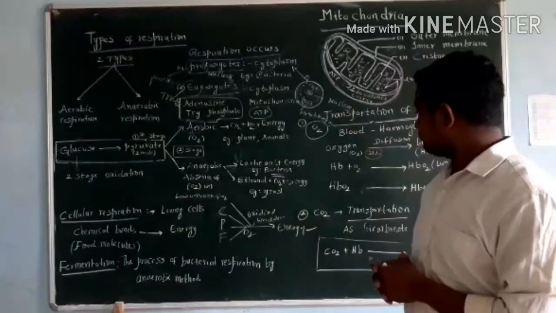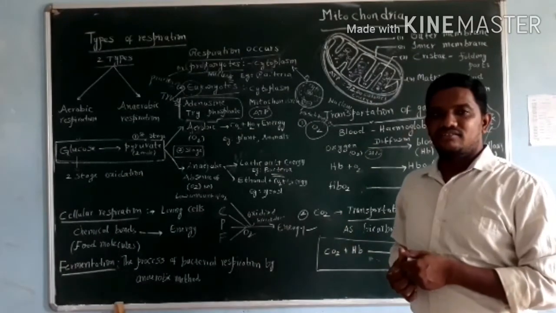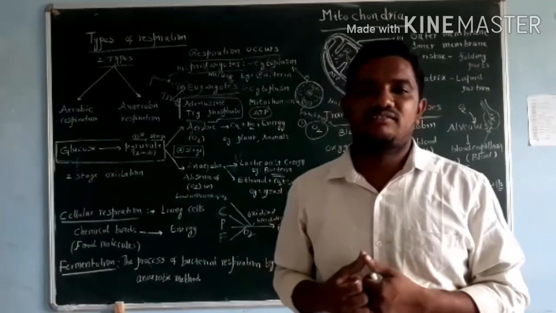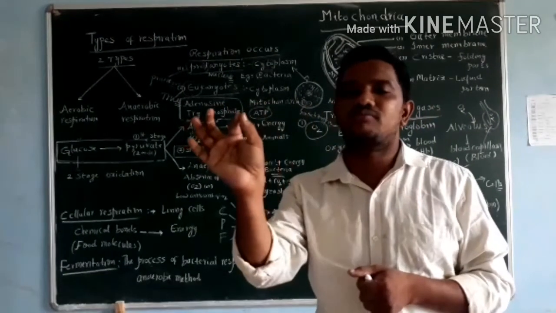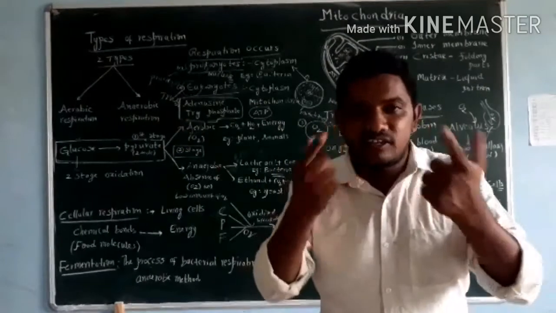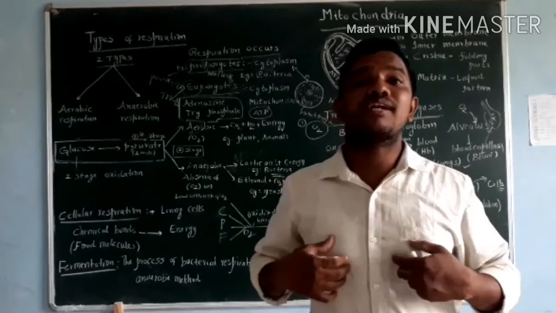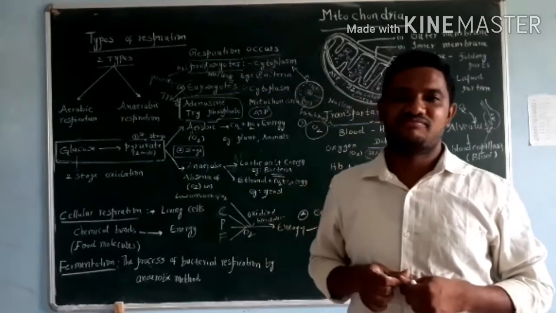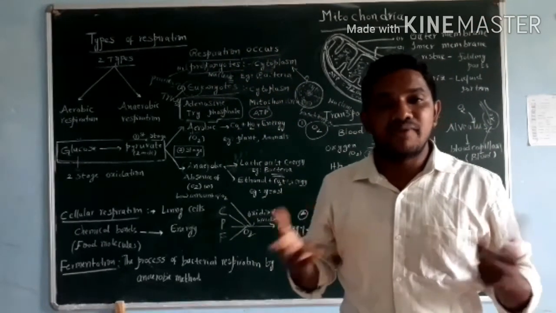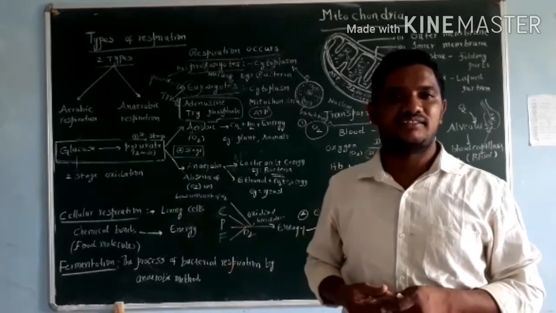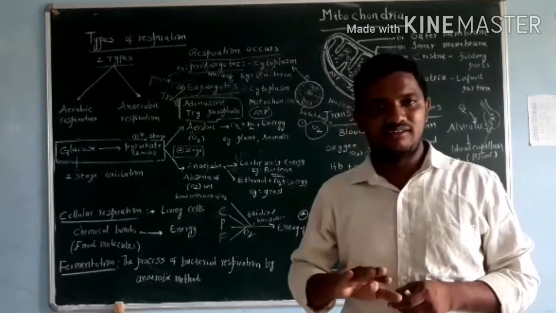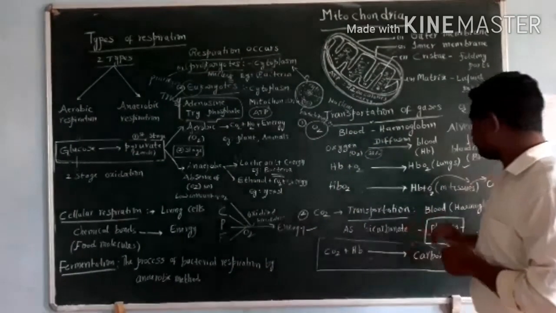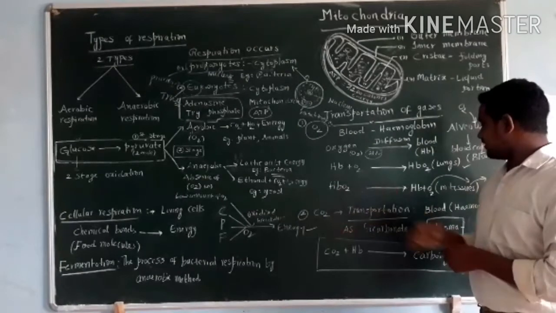Next one is carbon dioxide. While the respiration process goes on in our body, when cells perform respiration, carbon dioxide is also produced. How is carbon dioxide removed from the lungs? What is the medium of transportation of carbon dioxide? Here also, again, blood only. See, the transportation of carbon dioxide in our body.